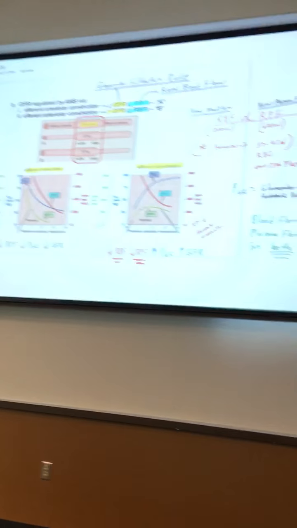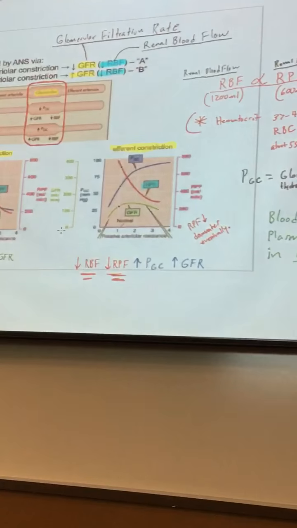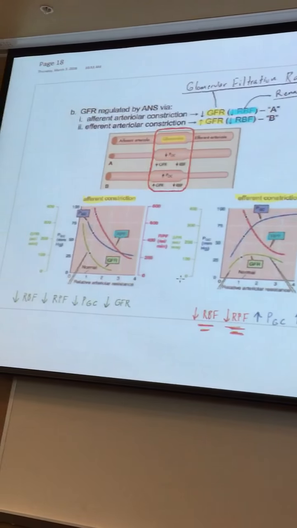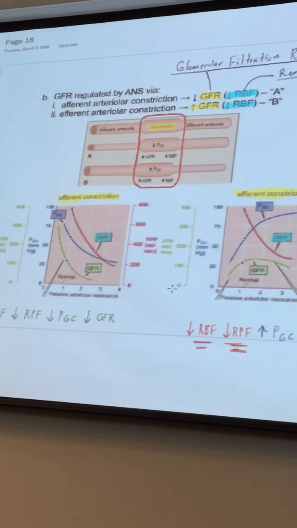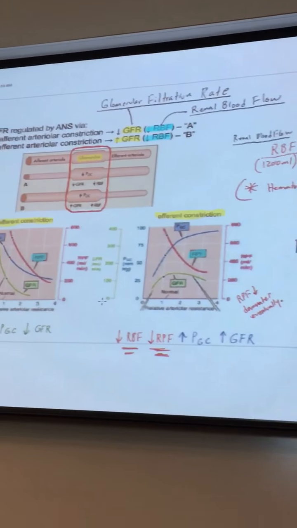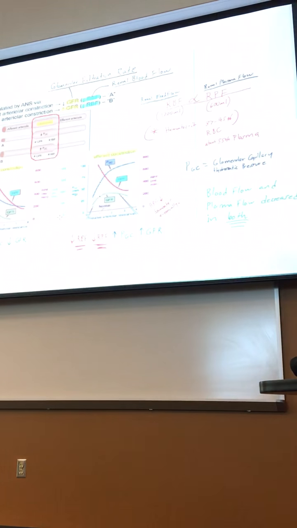Okay, so GFR regulated by ANS, whatever, blah, blah, blah. That's not the important part. That's just memorization. Now, let's define glomerular filtration rate. What exactly is that? The rate at which you're filtrating through the glomerulus. Right? So when you decrease the filtration rate, you decrease renal blood flow, right?